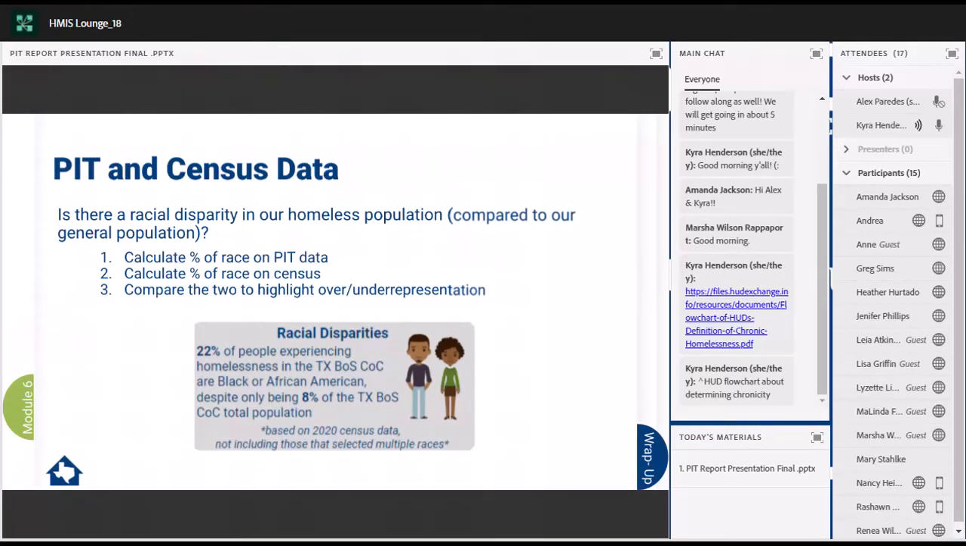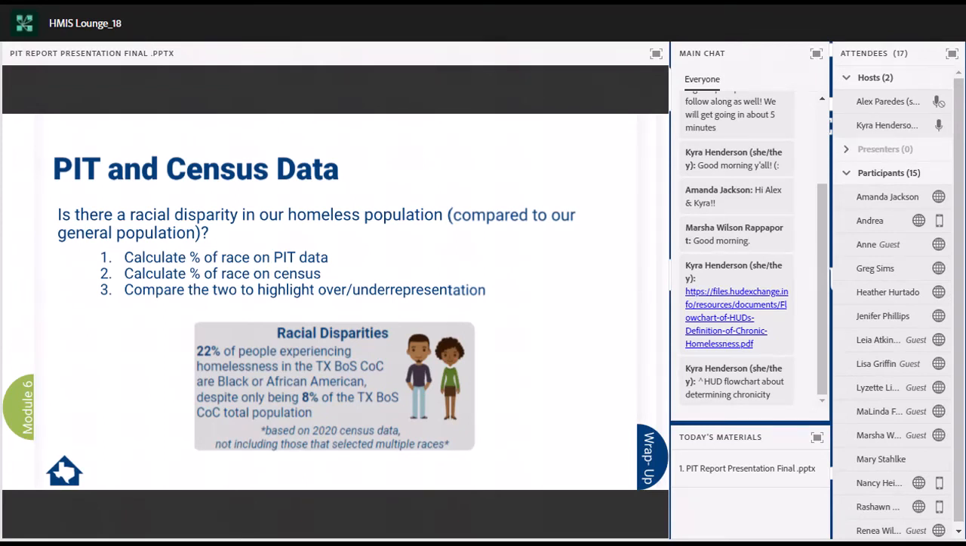Now, while we're talking about this, I do want to highlight that much like our point-in-time count data, the census data was also severely affected by COVID-19 and a lack of reporting. So you should be aware, as you are using any data sets that rely largely on self-report and surveys, that there is always going to be some type of gap in the lack of full reporting.